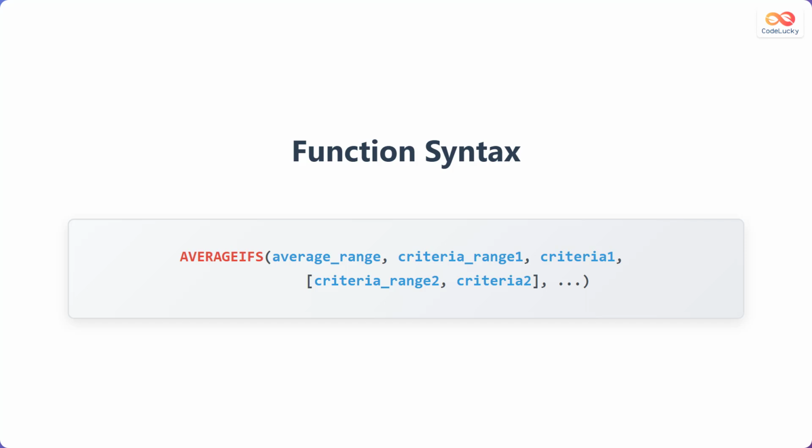Here's the syntax for the AVERAGEIFS function. It starts with AVERAGEIFS followed by the average_range, which is the range of cells from which the average will be calculated. Next, we have criteria_range1 and criteria1, representing the first range to evaluate and the corresponding criteria to meet. Additional criteria ranges and their associated criteria can be added as needed, making it versatile for complex conditions.